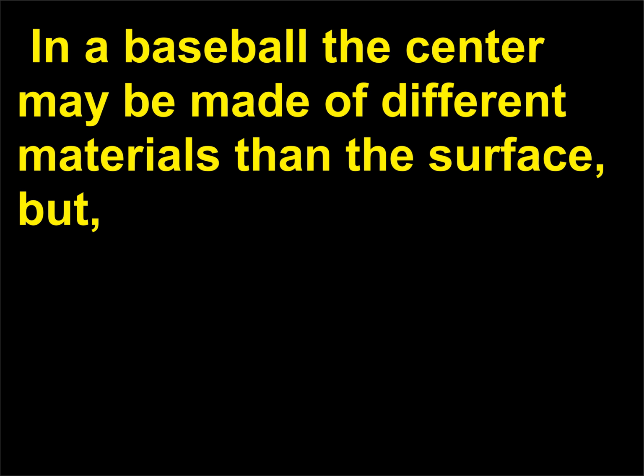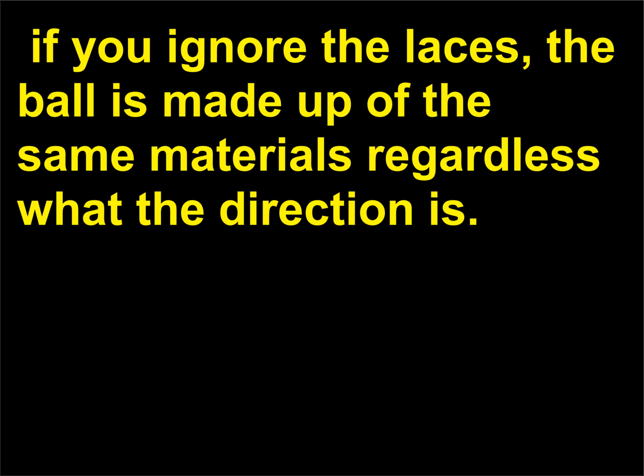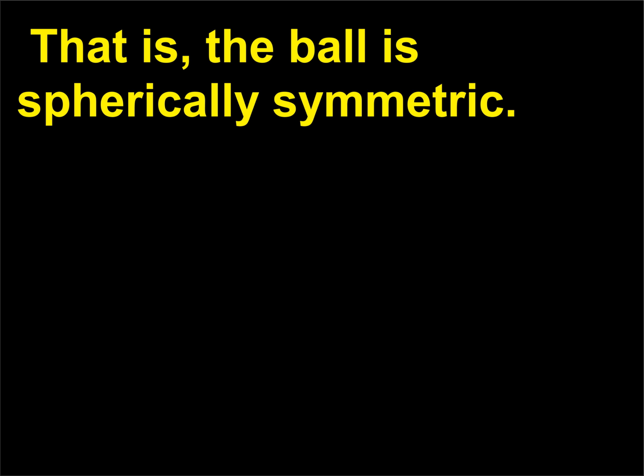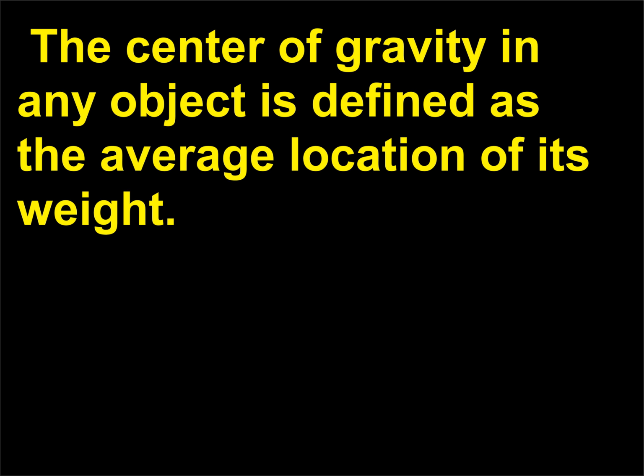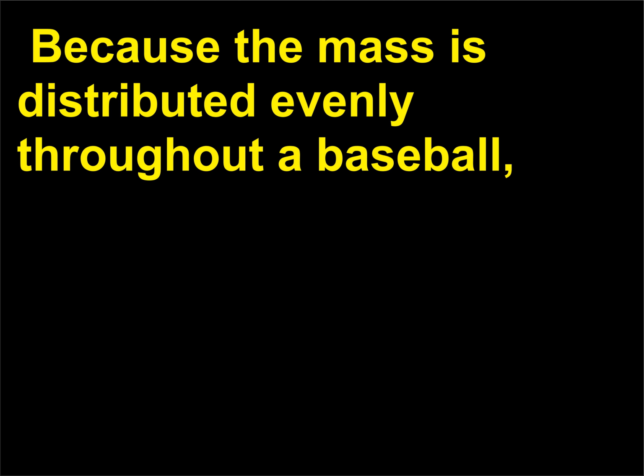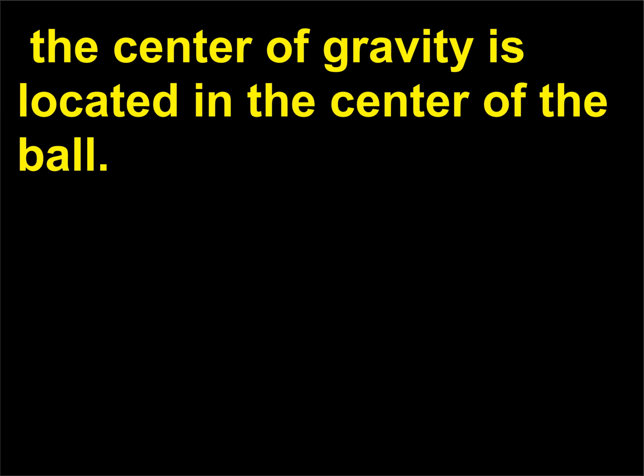In a baseball, the center may be made of different materials than the surface, but if you ignore the laces, the ball is made up of the same materials regardless what the direction is. That is, the ball is spherically symmetric. The center of gravity in any object is defined as the average location of its weight. Because the mass is distributed evenly throughout a baseball, the center of gravity is located in the center of the ball.